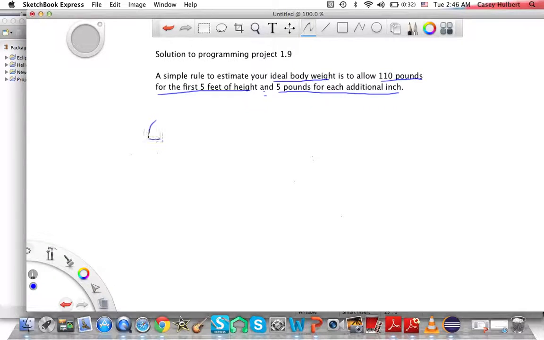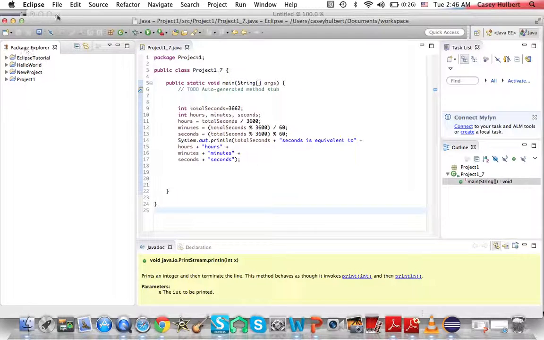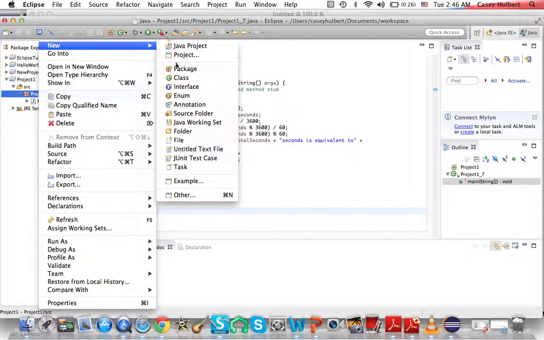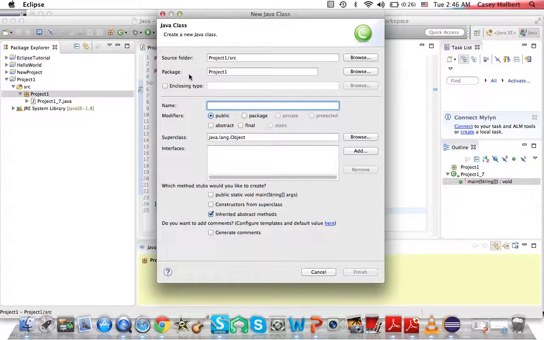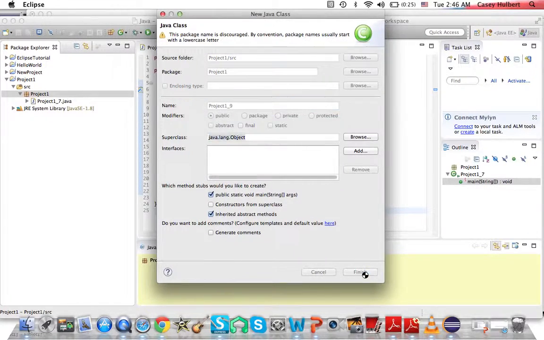So in this case, I'm going to choose 6 feet, 8 inches. All right, so I'm going to go to Eclipse, go to the Project 1 folder, right click it, New, Class. I'm going to name this one Project 1_9. And don't forget to click that public static void main, press finish.